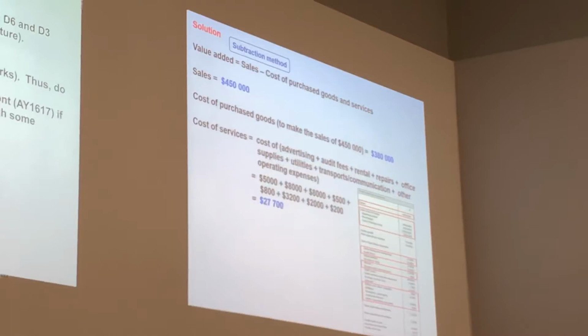Now, do you notice what is not included in your subtraction method, guys? Staff cost. What is staff cost? Wages. We said very early, wages is not part of your raw material. Wages is what you do with your wealth. The more wealth you created, the more wealth you have to be distributed.